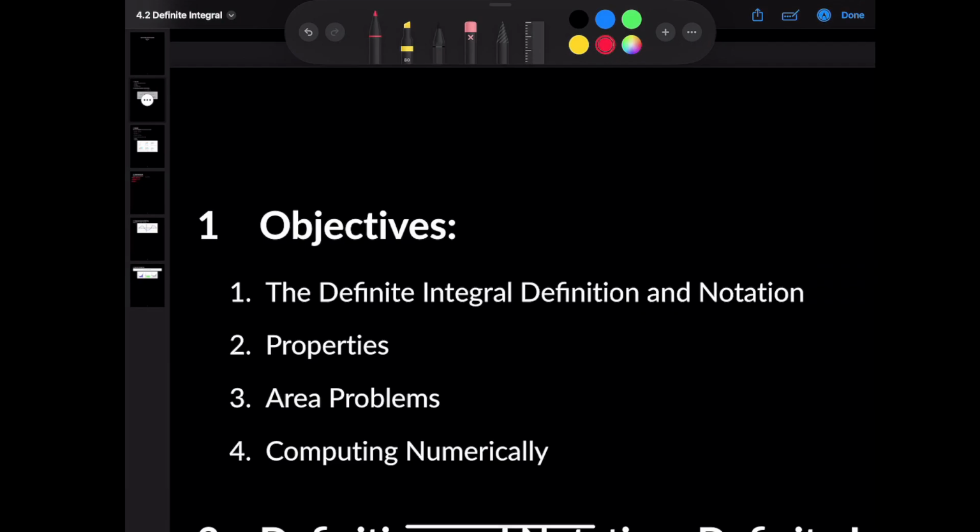We're going to talk about the properties of integration, just like we had properties of differentiation. There are things that help make life easier, and so we definitely want to look at those. We're going to use them in the context of area problems, how they relate to the area problems we've already done, and how to compute them numerically. All right, so let's jump right in.